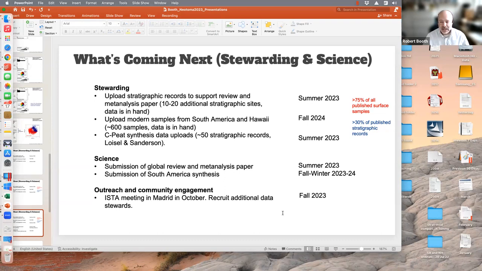And then finally, in the outreach and community engagement category, this is something that I haven't done as much as I'd like, given that we haven't had meetings for a long time, and there's been no testate amoeba meeting. There was a virtual one, but it was basically like one month notice. There's been no in-person meeting since before COVID, but the meeting is taking place in Madrid this October. So I'll be taking the Neotoma show on the road and hopefully recruit some additional data stewards. Okay.